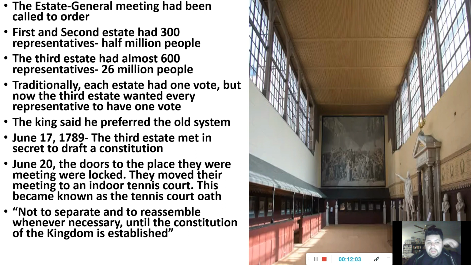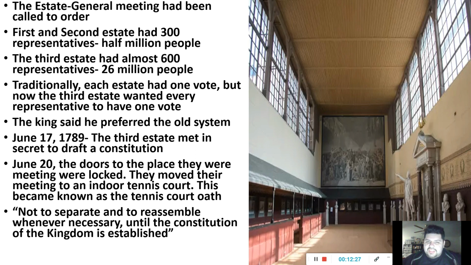Okay, now the thing is, the king was like, yeah, that system of majority rules, it's tradition, the way we've always done it. Why change things? Why count every representative? No, no, no. Let's stick to the old ways. Now this really ticked off the third estate.